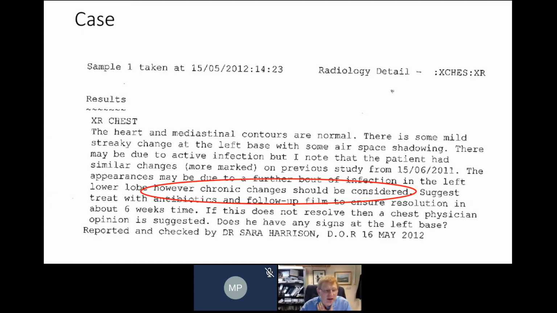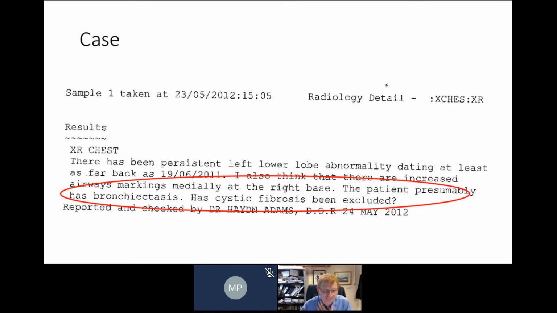Next one, the appearances may be due to a further bout of infection in the left lower lobe. However, chronic changes should now be considered. Suggest follow-up. Chest physician. Next x-ray. I also think that there are increased airways markings medially at the right base. The patient presumably has bronchiectasis. Has cystic fibrosis been excluded?